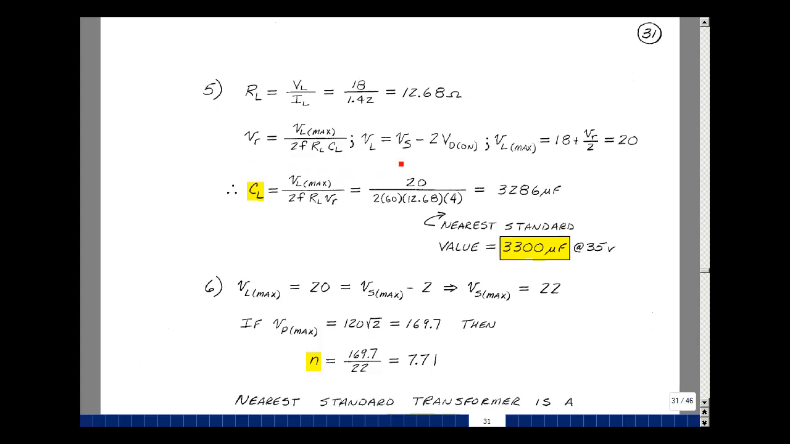And V sub L is V sub S, the secondary voltage, minus 2 diode drops. And then we had the maximum value of V sub L is going to be the average value plus half the ripple. And this was 4 volts divided by 2, so 20. We can now solve for C sub L.